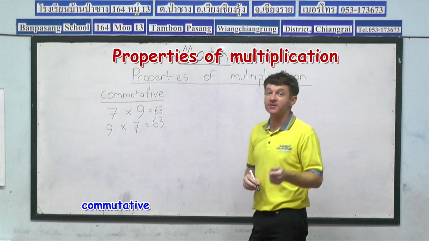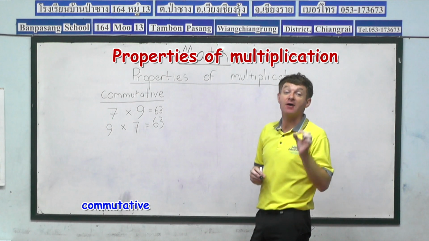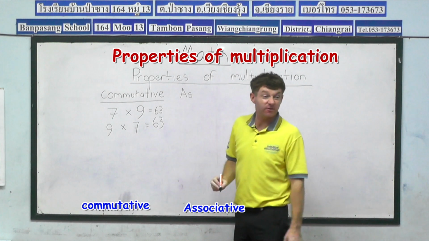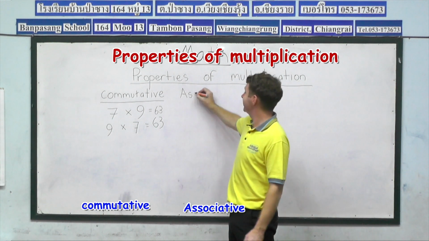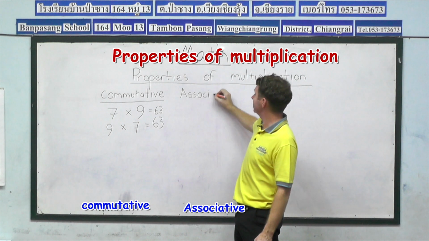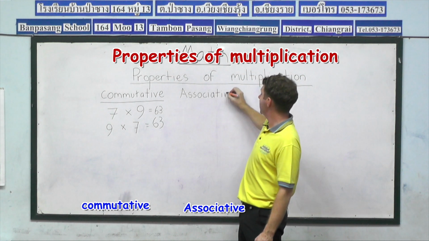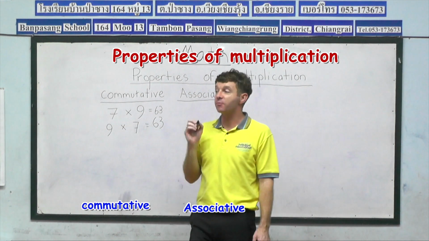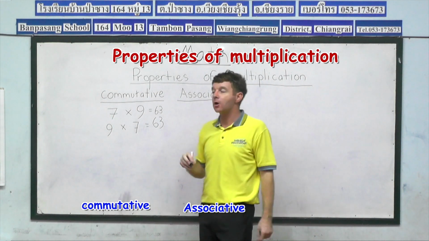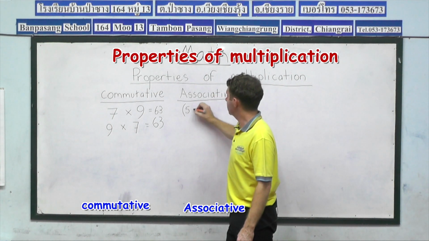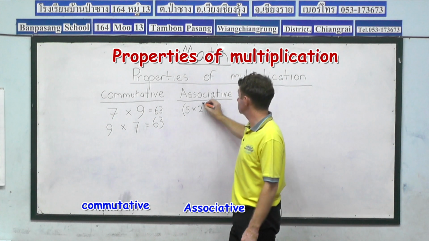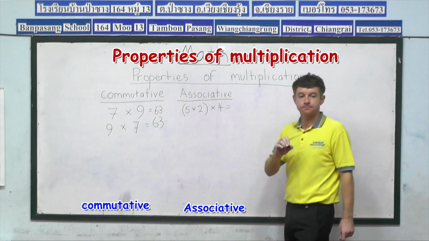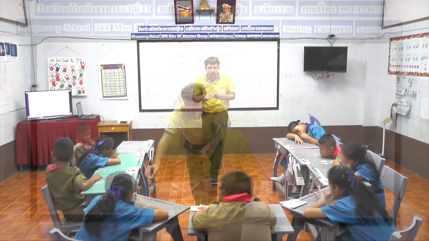for our second property. After commutative, we had associative. A, S, that's correct. Associative. A, S, S, O, C, I, A, T, I, V, E. So now, let's have a look at the associative property. Again, guys, we can close our eyes. And what I'll do, I will do a quick multiplication. Okay. Now, let's see who can answer this one.